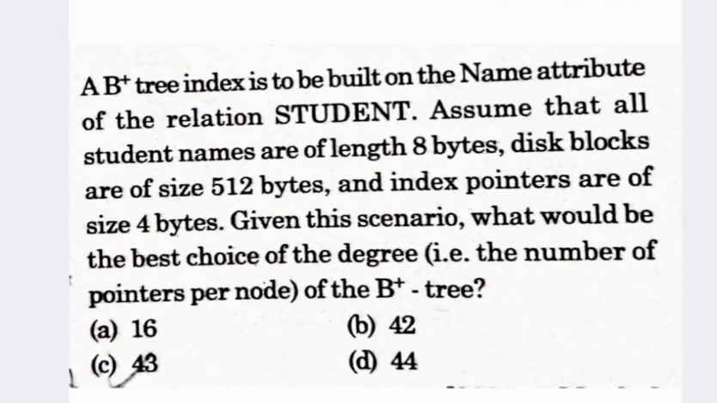A B plus tree index is to be built on the name attribute of relation student. Assume that all the student names are of length 8 bytes, disk blocks are of size 512 bytes and index pointers are of size 4 bytes. Given this scenario, what would be the best choice of the degree, that is, the number of pointers per node of the B plus tree? They are giving four options: option A 16, option B 42, option C 43 and option D 44. Now come to the solution for this question.